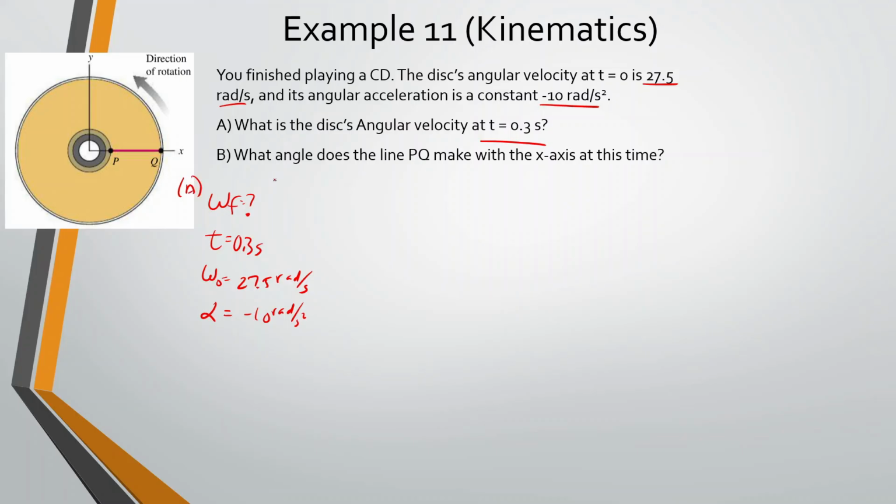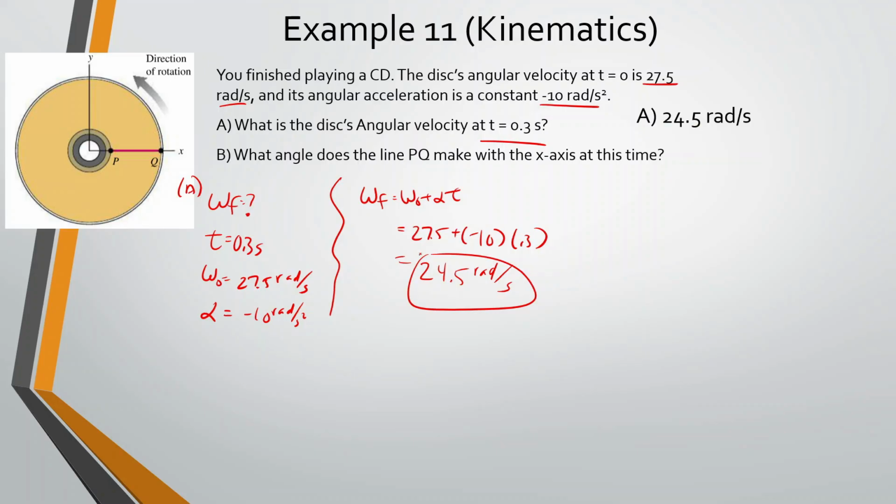This is part A. Okay, so now let's use our formula. We can use the V final formula, or omega final is omega initial plus alpha t. It's going to be equal to 27.5 plus -10 times 0.3. So let's see what we get for this. 27.5 minus 3, 24.5. I could have done that on my own. Radians per second.